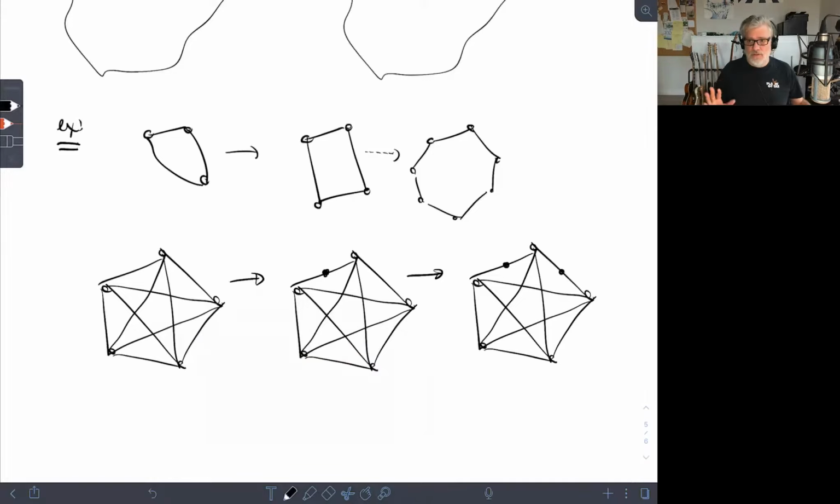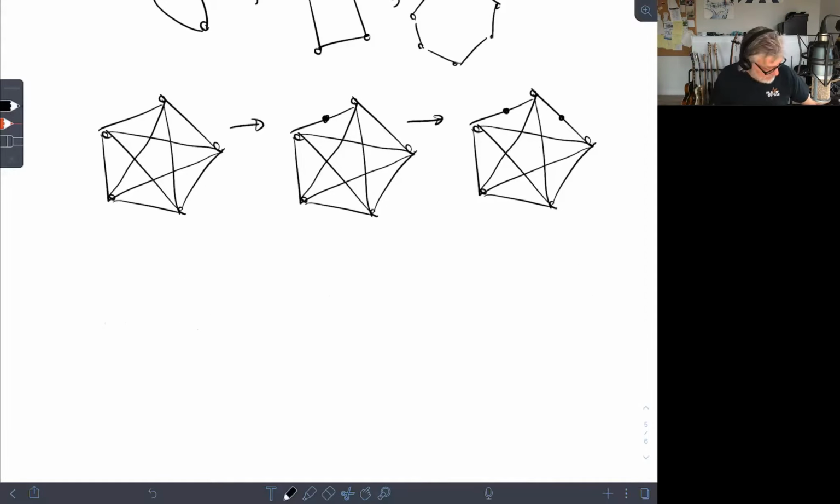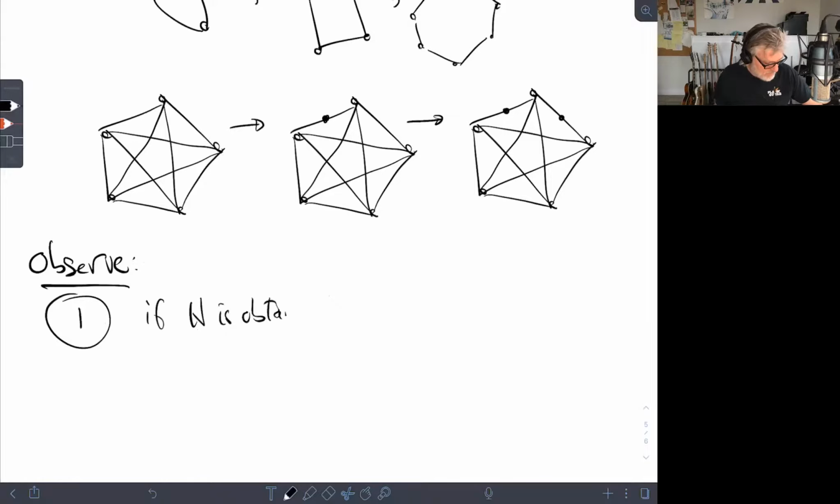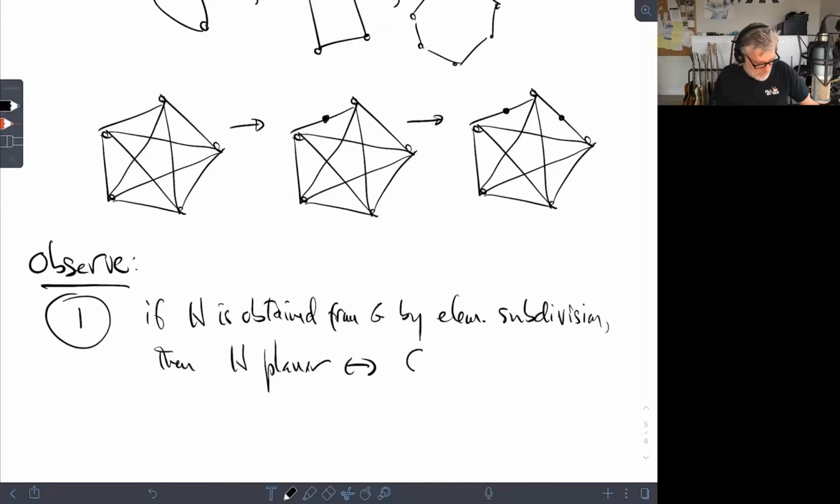But what I want you to observe, hopefully you see this, is that if you start with something planar and you do an elementary subdivision, you still get something planar. And on the other hand, if you obtain something that is planar, it's because you had something that was already planar, right? So this is the observation I want to make, which is obvious, I think. If H is obtained from G by elementary subdivision, then H is planar if and only if G is planar, right? So if I start with something planar, I'm going to get something planar. If I get something planar, it's because I started with something planar. So that's the first observation I wanted to make.